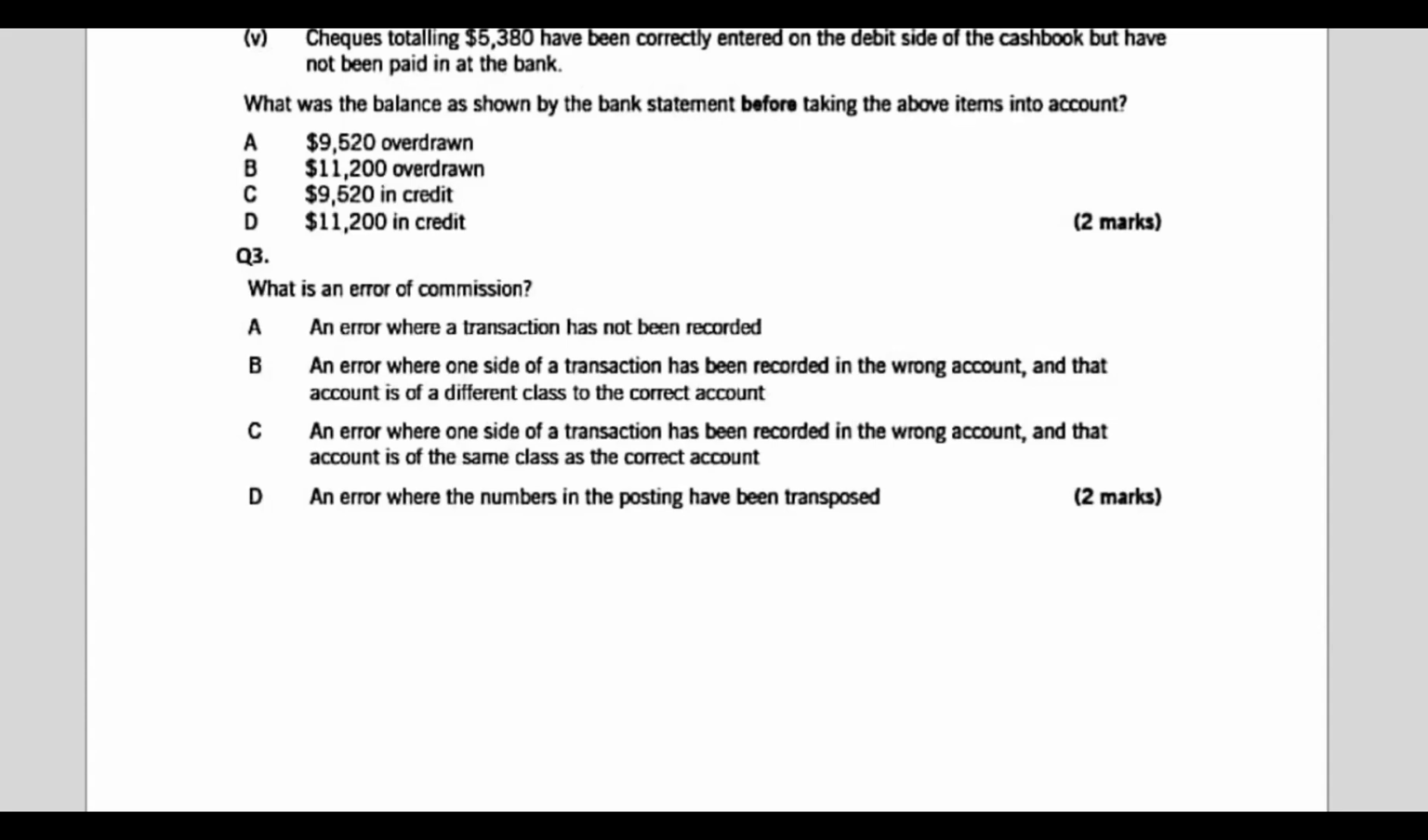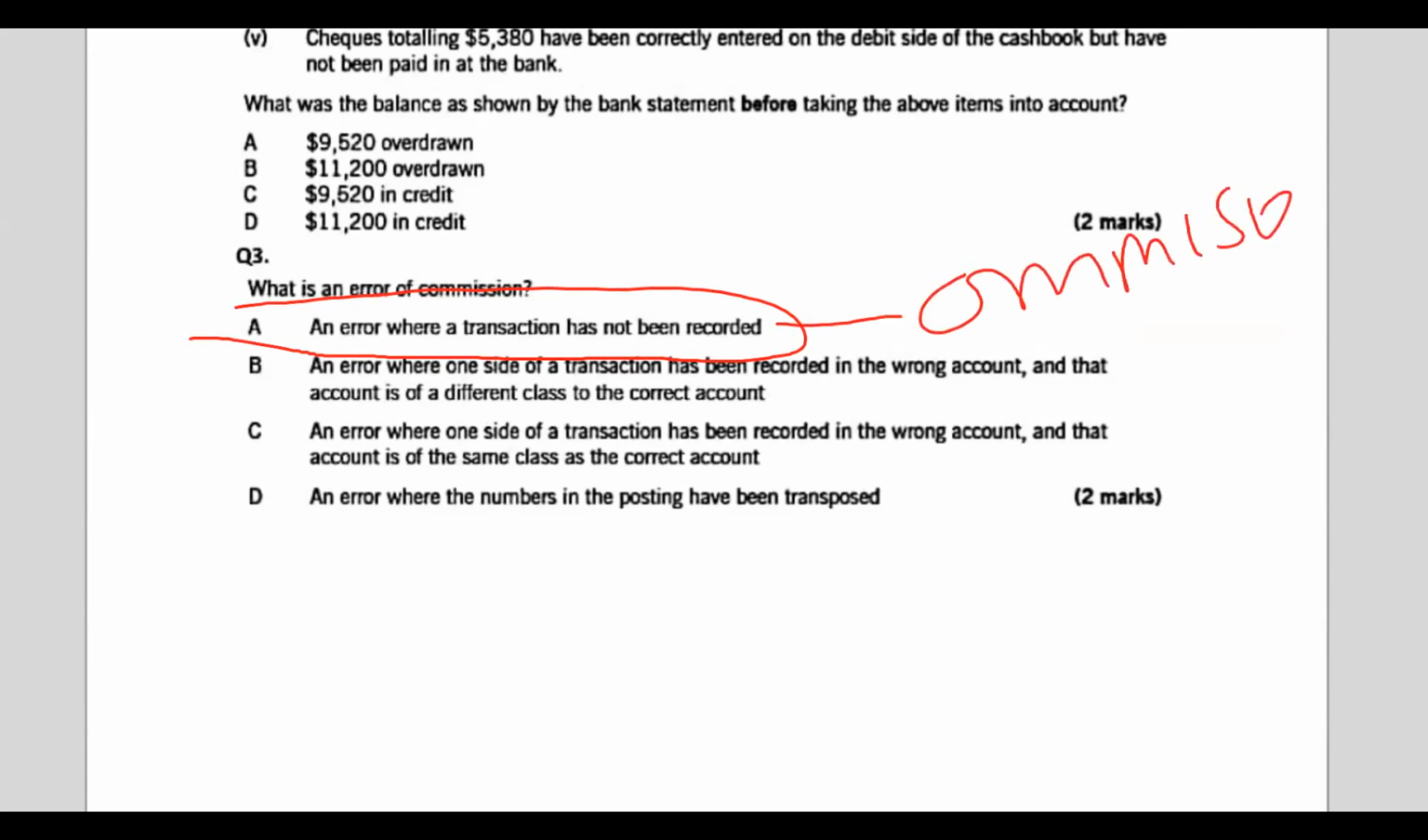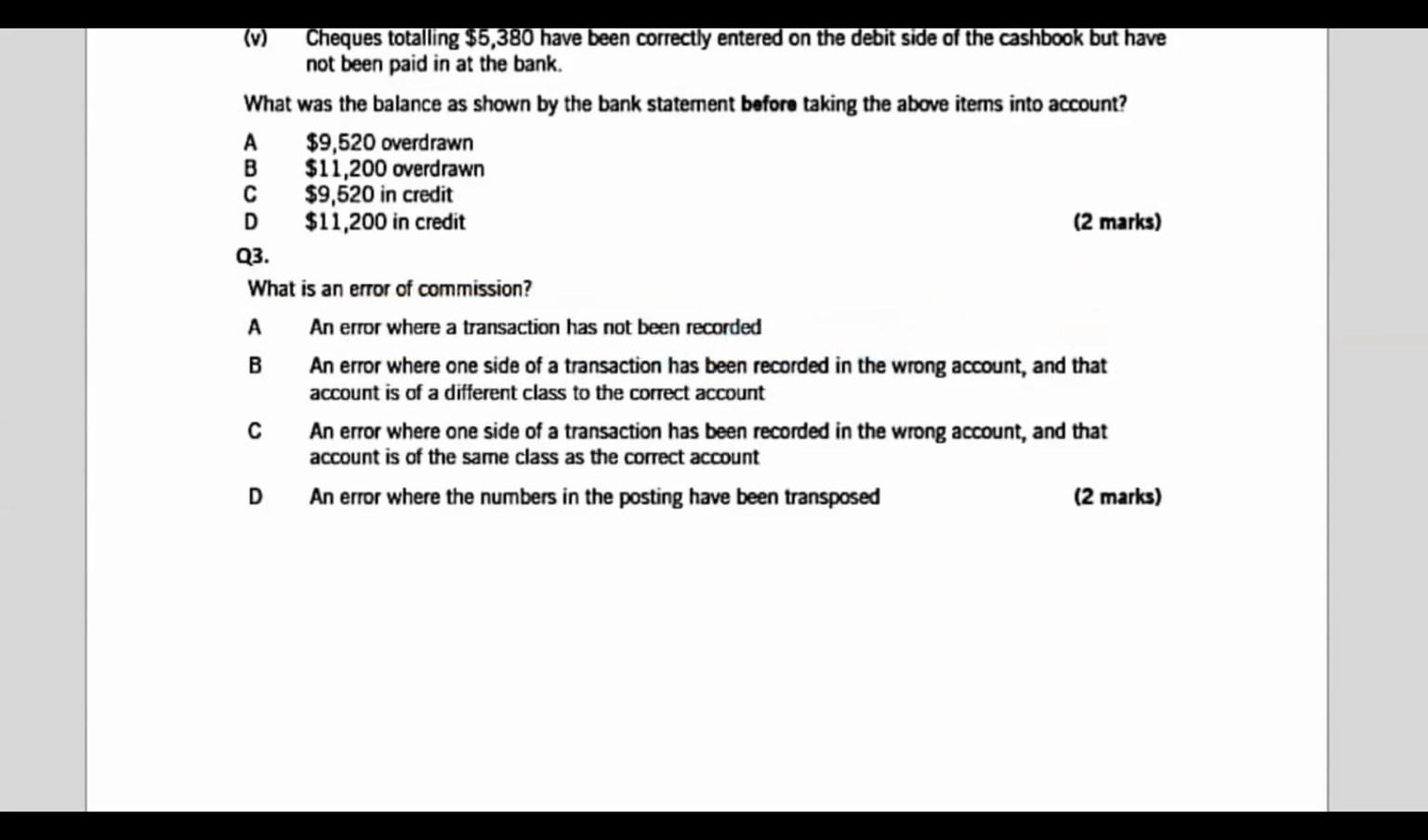Okay, let's start with number 1. Why is number 1 not the correct answer? Anyone? That's an error of omission. Exactly. So the first one is an error of omission, where the transaction has been completely omitted. We call this the error of omission. So that's why it doesn't qualify as the answer.